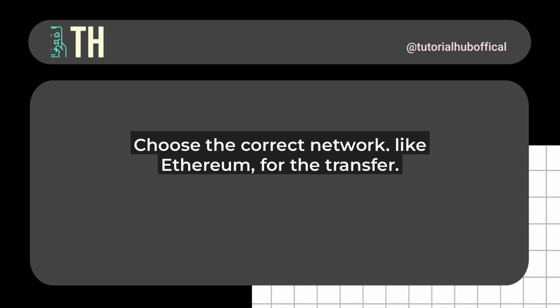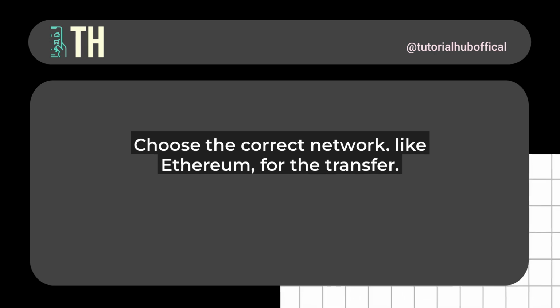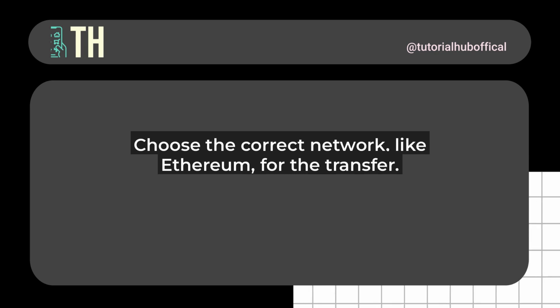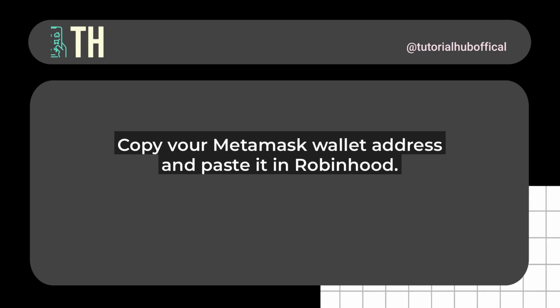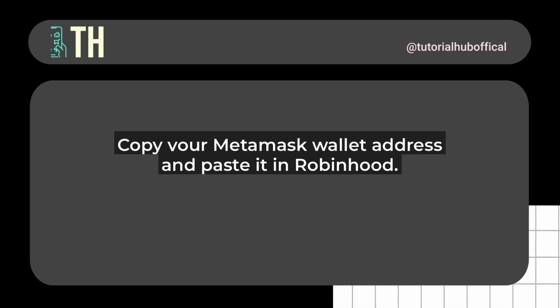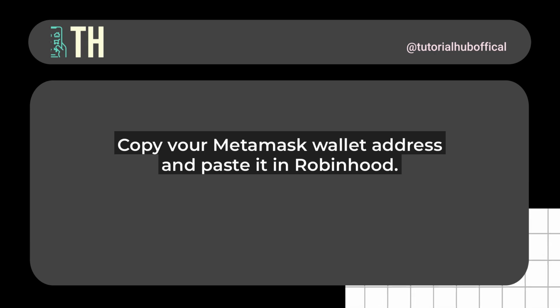Next, open your MetaMask wallet on your phone or browser extension. If you haven't added USDT yet, do that by searching for it in the token list. It's usually under Tether. Once you're in, copy your wallet address. This is crucial, so double-check it to prevent any mix-ups.